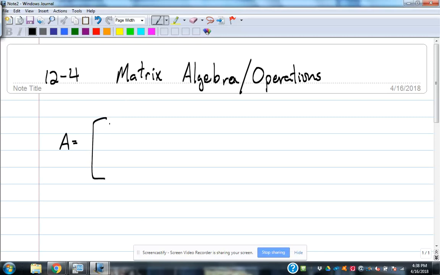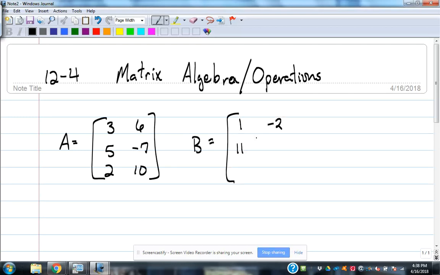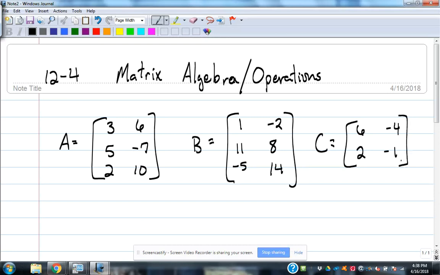Matrix A is 3, 6, 5, -7, 2, and 10. Matrix B, 1, -2, 11, 8, -5, 14. And matrix C, 6, -4, 2, -1. Okay.